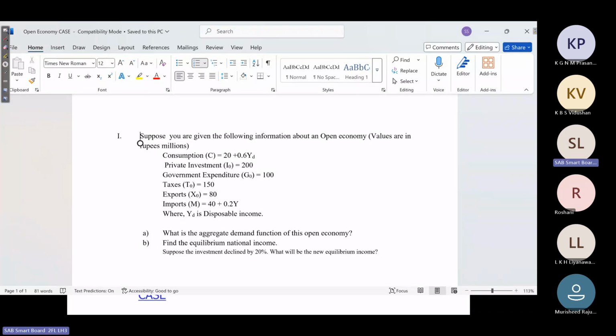Okay, calculating it. Minus 0.4y, no? Plus 0.4y. And then, 340 minus 90 plus 20, that is 270. So this is our aggregate demand function: AD equals 270 plus 0.4y. Is it right? So that is the answer for the first question, right?